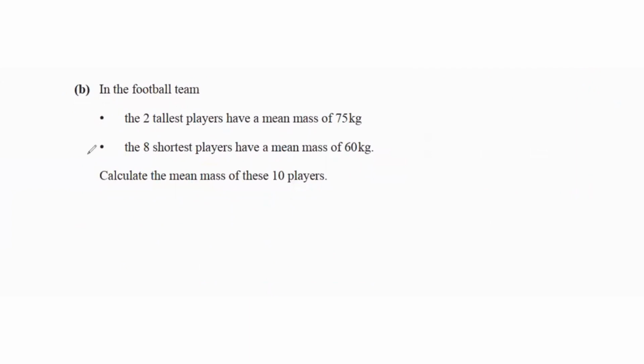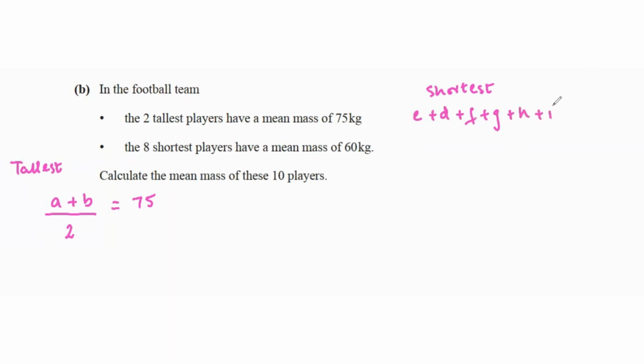So let's say that for the two tallest players, A plus B divided by 2 equals 75. That is your mean for the two tallest players. Then for the shortest, you're going to do E plus D plus F plus G plus H plus I, 8 players. So 1, 2, 3, 4, 5, 6, 7, 8 players have a mean of 60. So these are the shortest players.